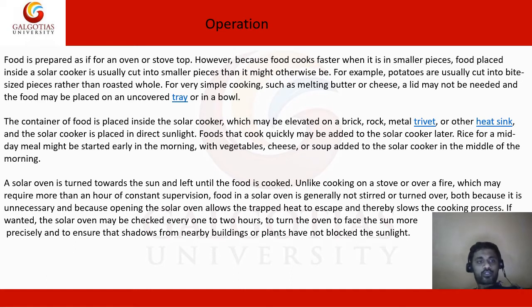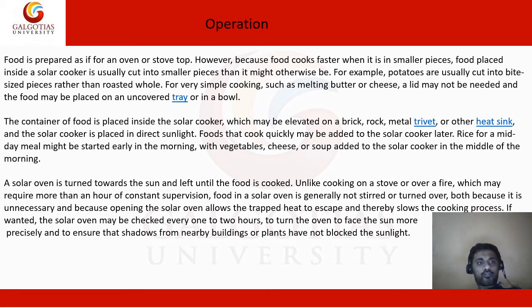So foods that cook quickly may be added to the solar cooker later on. So rice for a midday meal might be started early in the morning with vegetables, cheese or soup added to the solar cooker in the middle of the morning. So depending on the size of the solar cooker and the number and quantity of cooked foods, a family may use one or more solar cookers. So a solar oven is turned towards the sun and left until the food is cooked.